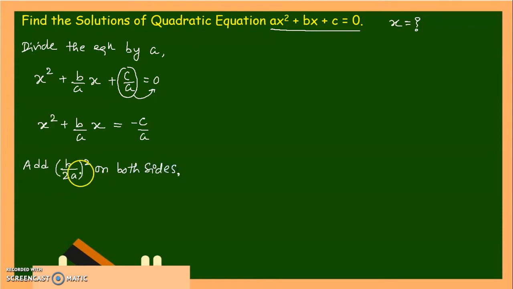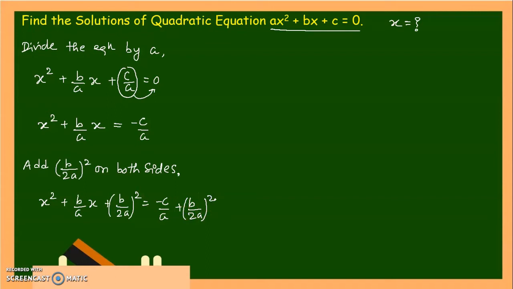If you add b by 2a whole square on both sides, then the left side becomes x square plus b upon a x plus b upon 2a whole square, and on the right hand side it becomes minus c upon a plus b upon 2a whole square.